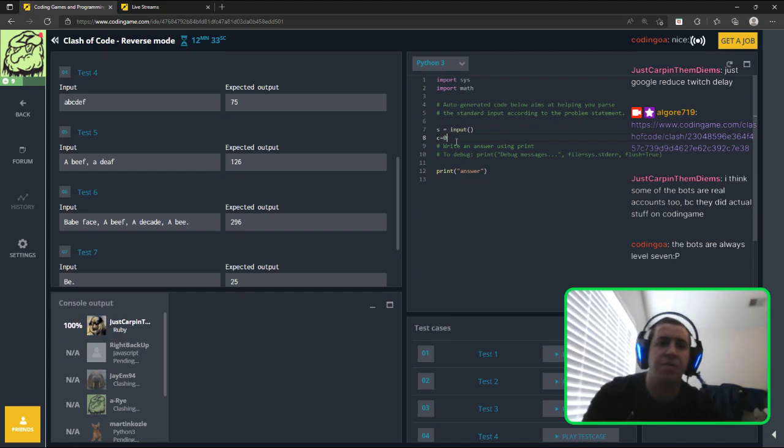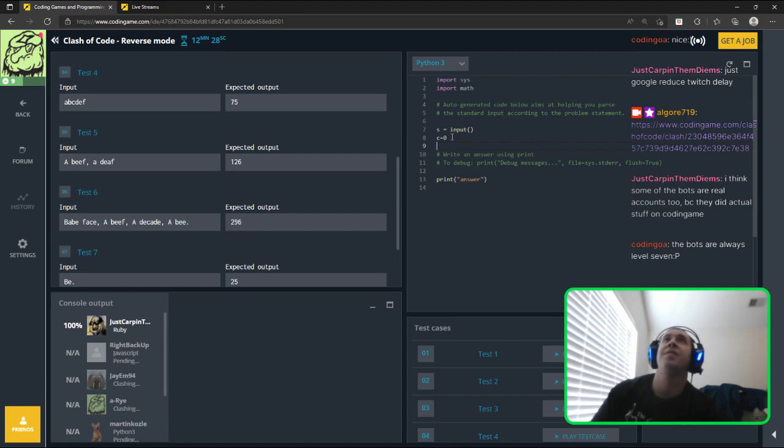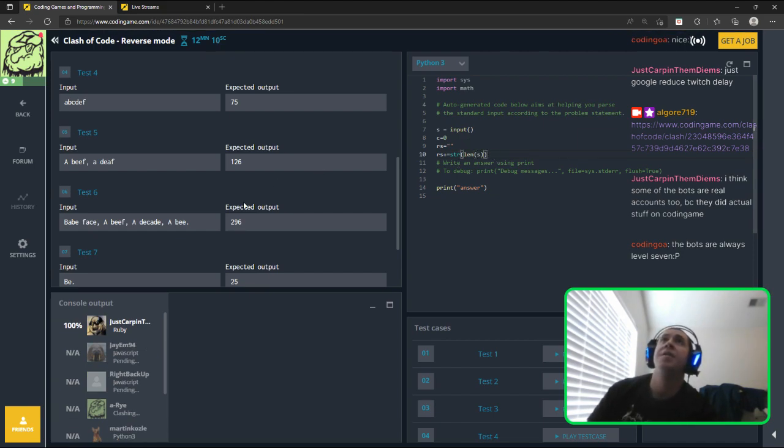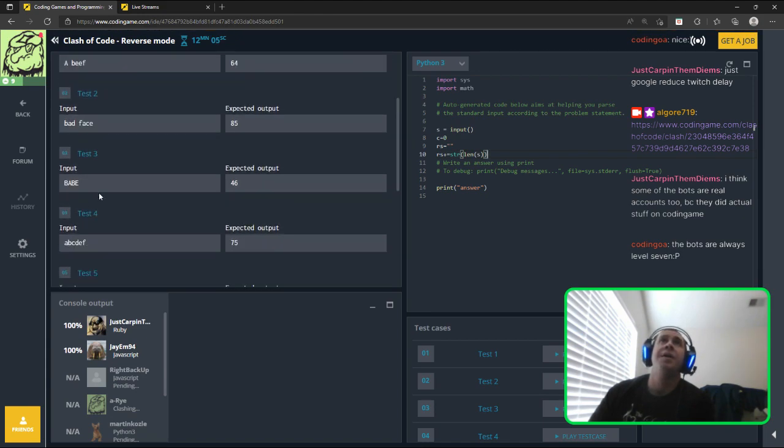We'll do count equals 0. Nope, Carpin figured it out. So what I'm thinking, it's a count of the numbers. So return string equals that. Return string plus equals string of length s. And then, so like here, where was it?